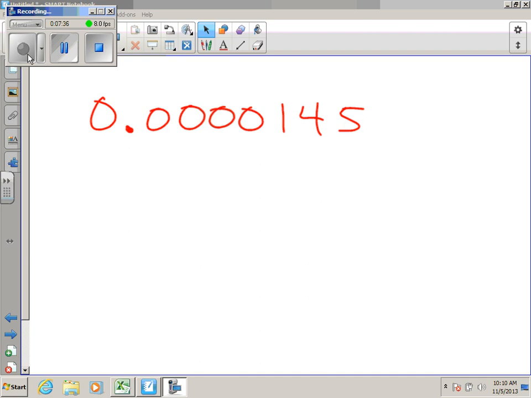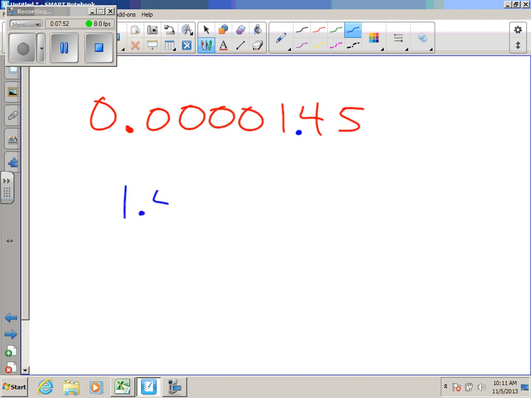Let's see, who's my special helper? Kennedy. You're my special helper. Where am I going to put my decimal to give me a value between 1 and 10? Okay, so let's just put that blue decimal there and make that a 1.45 times 10 to the, well, how many places? 1, 2, 3, 4, 5. Is it a regular 5?